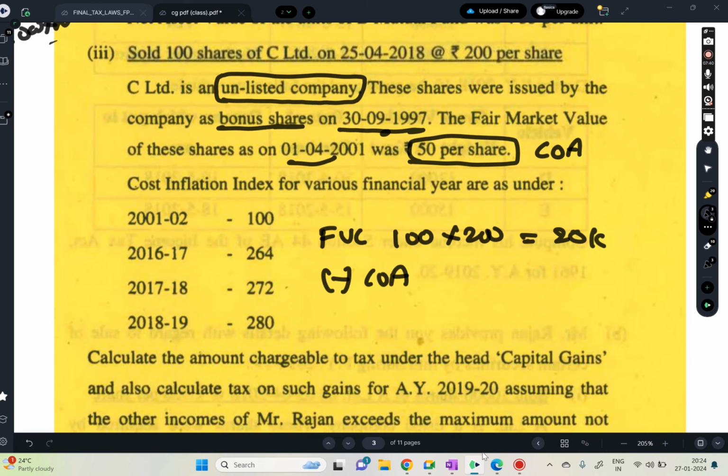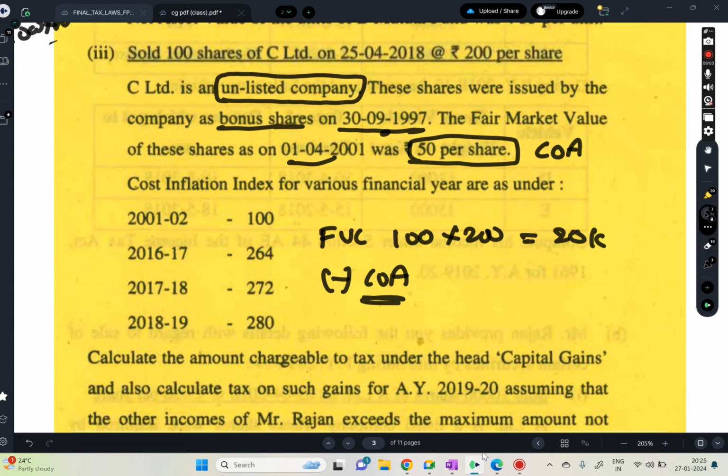One more important thing, guys: can I do indexation for this, yes or no? Whenever you are writing the cost of acquisition, immediately think, can I do indexation for this or not?